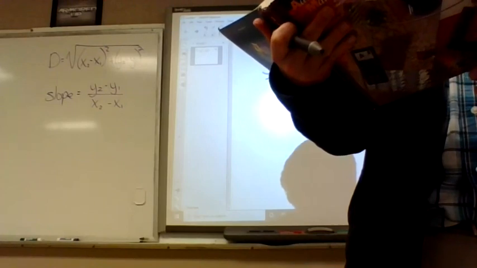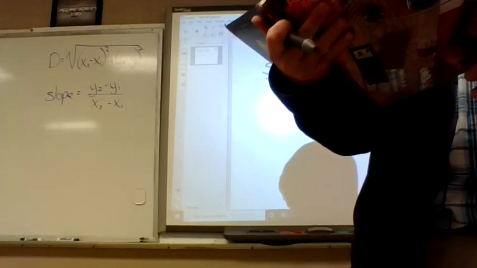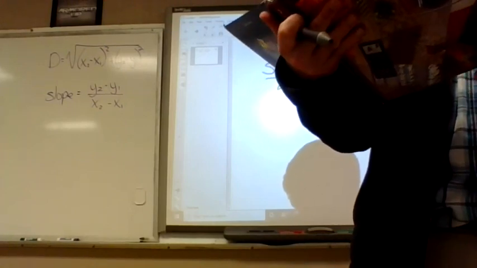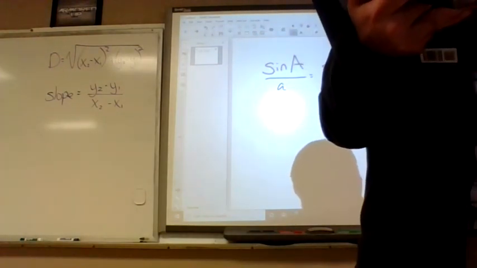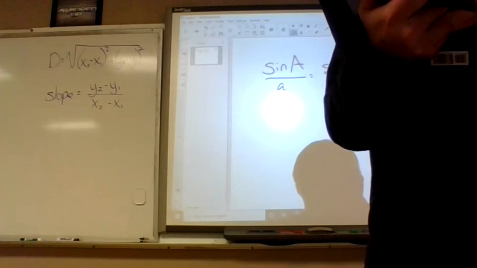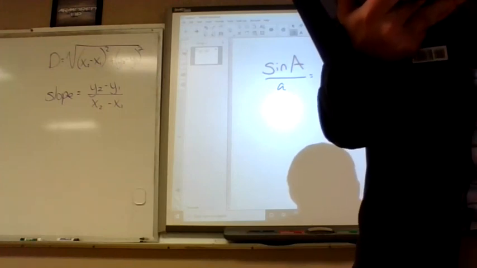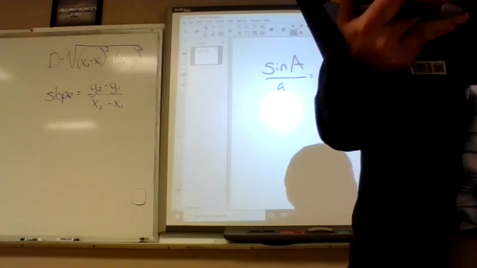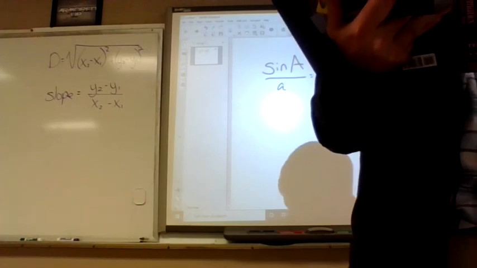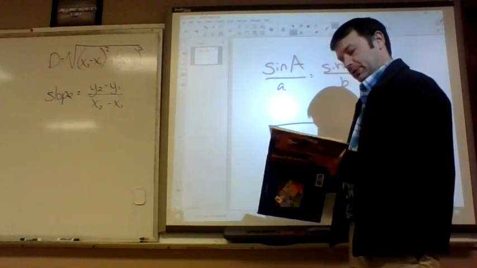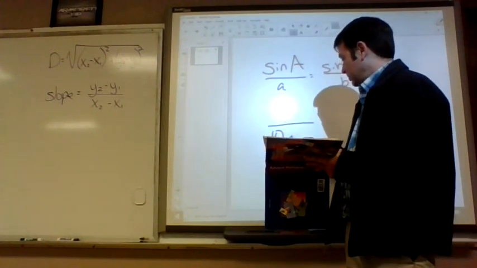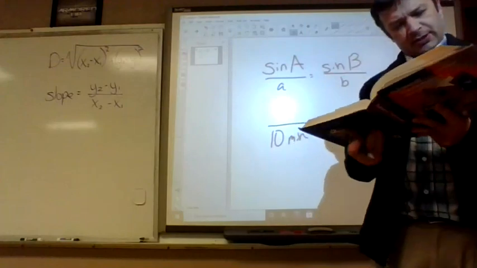How fast is the ship traveling in yards per minute? Okay, so it took 10 minutes to go from B to S. So that's important. How far was it from B to S?